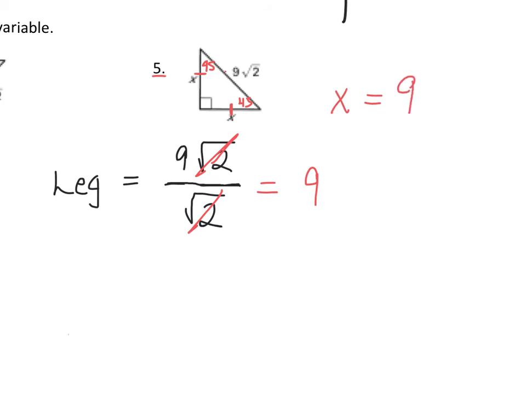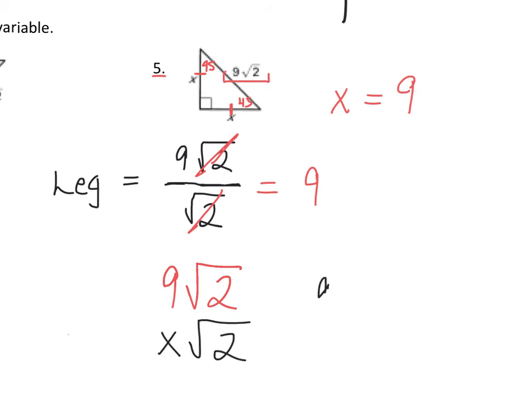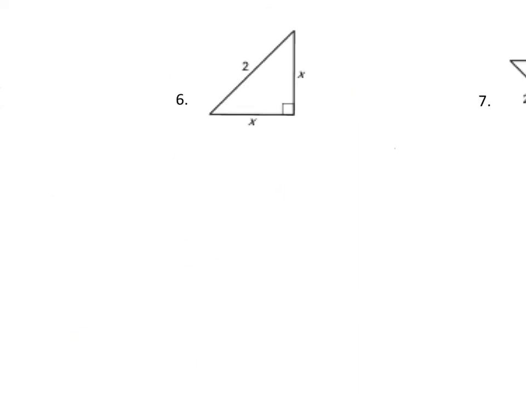Now, this one wasn't too hard because the way the hypotenuse was written out, 9 radical 2, I know that since the rule says the hypotenuse is x radical 2, that 9 must equal x. But some of them are not as obvious. So for example 6, it's very similar to the previous example. My two legs are the same length, x and x, so I know I'm dealing with the 45, 45, 90.